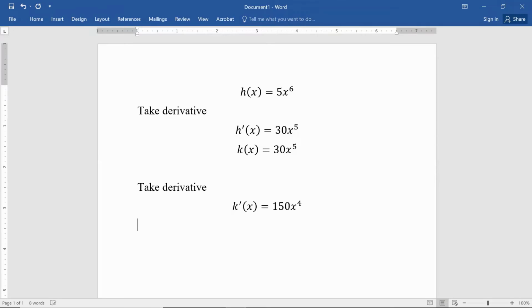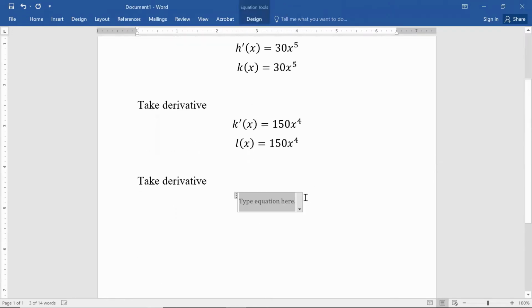If I called that something, let's call that L of x. Well, I can take the derivative of L of x. The derivative using the power rule becomes 150 times 4, which is 600, x to the 3rd. And you could keep going on and on with this process. You could just keep taking derivatives and derivatives and derivatives.